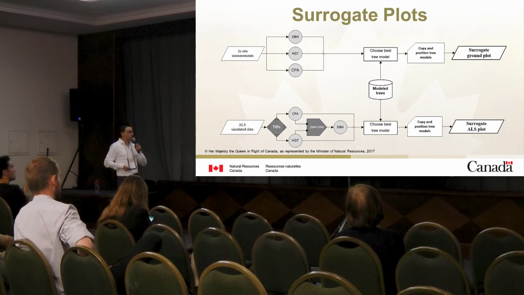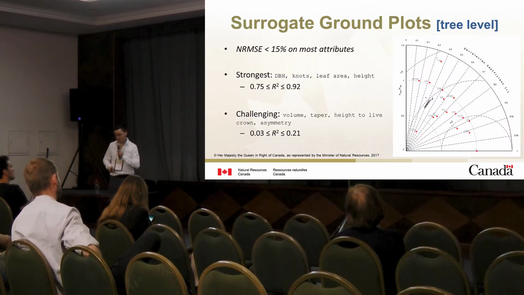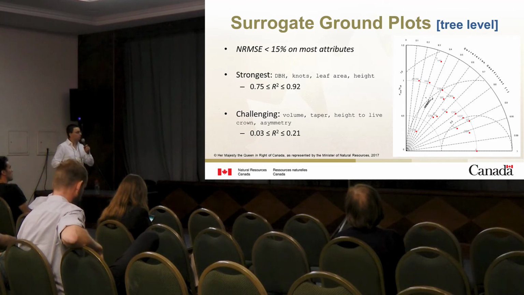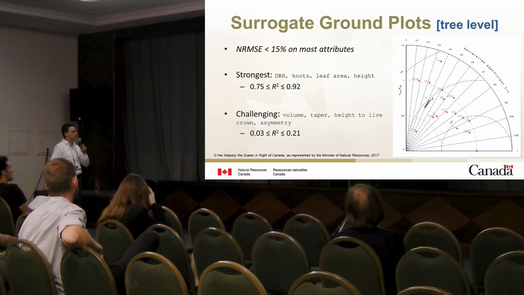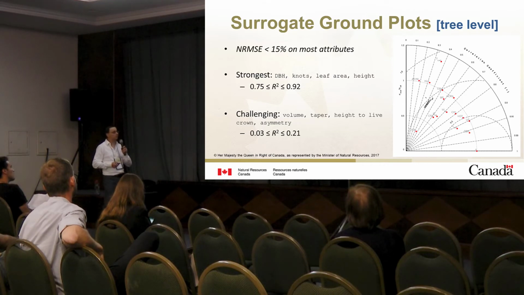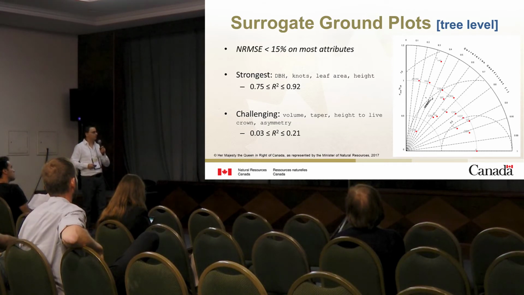So the virtual environment allowed us to compare tree per tree different structural attributes. Normally we fit quite well on most attributes, below 50% on NRMSE, with the strongest case on the age, but not on the height. Challenging were mostly height to live crown and crown asymmetry.